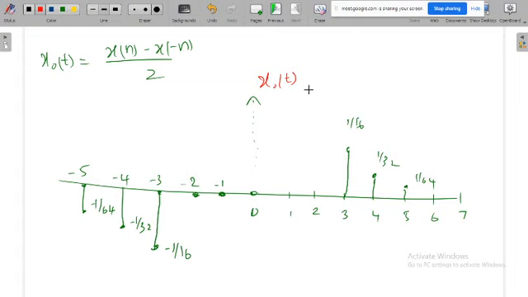Okay, so our next topic is causal and non-causal.